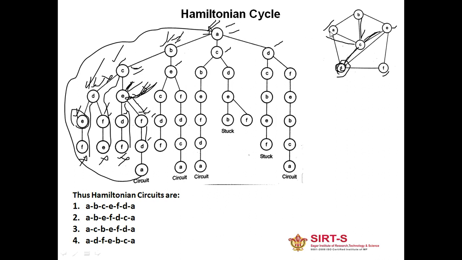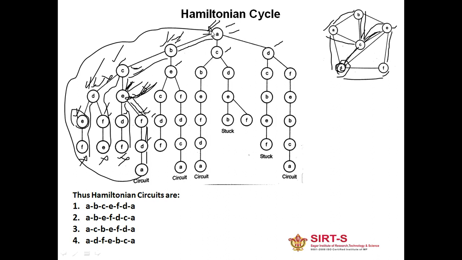So what is the path? See, this is the path. A to B, B to C, C to E, E to F, F to D, and D to A. So this will create a circuit here.